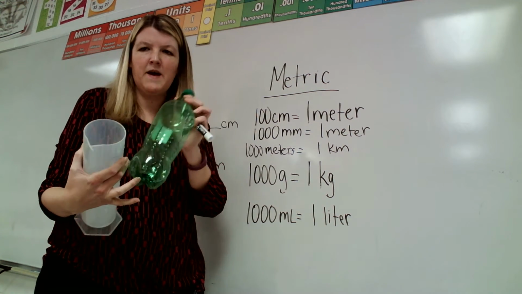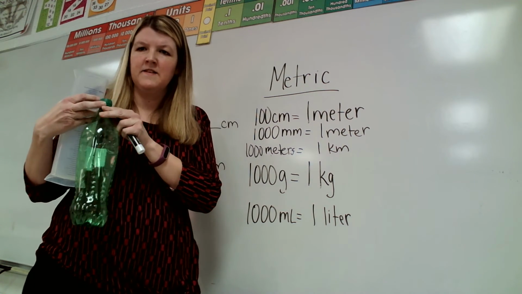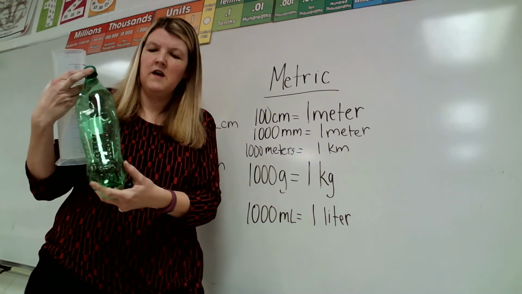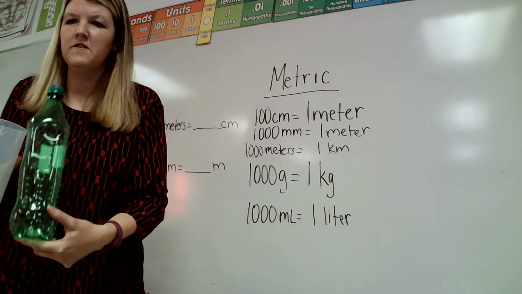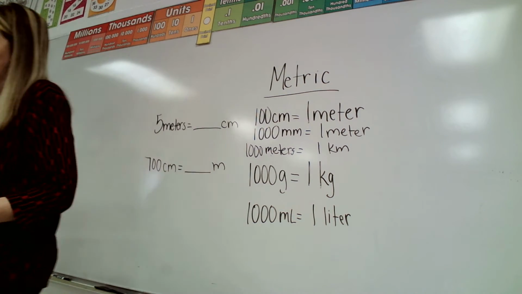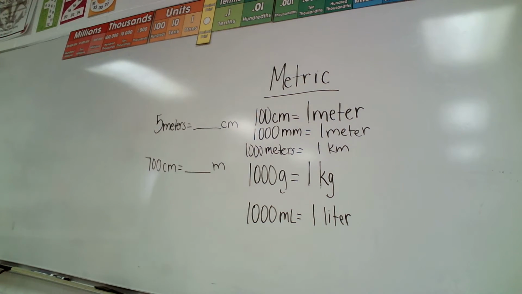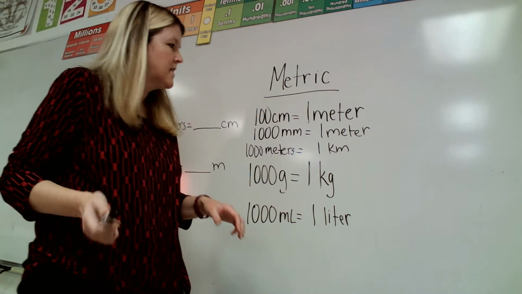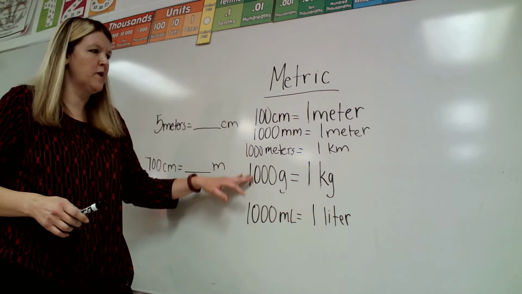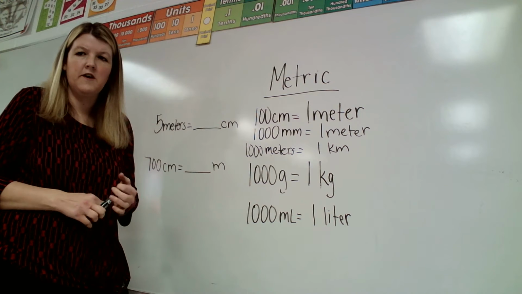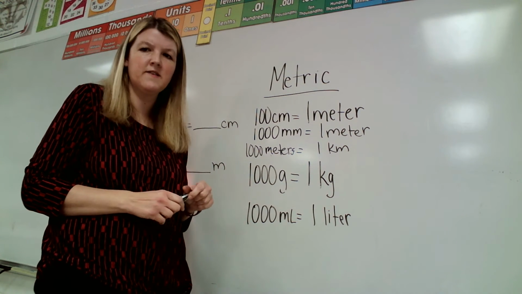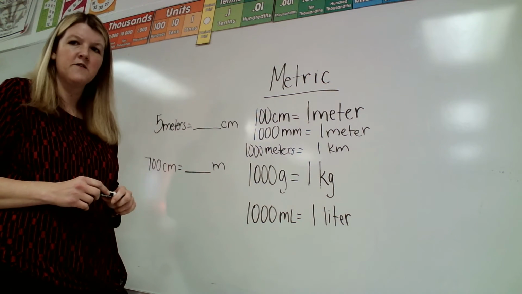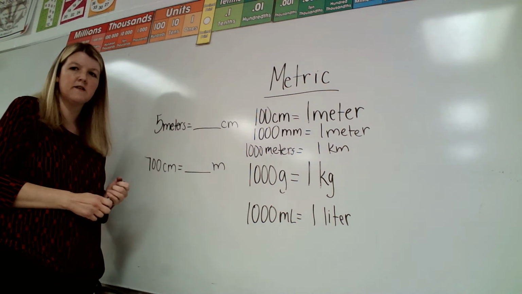And you can think about, this is a liter size Sprite bottle. A lot of times you may get them in the 2 liter size, but this one is a little bit smaller, so it's just a liter. So that can kind of help now when we are looking at whether we are going from a larger unit to a smaller unit. So just the same as what we did with customary units, we're going to multiply or divide. So I've got a couple of practice problems that we're going to do.